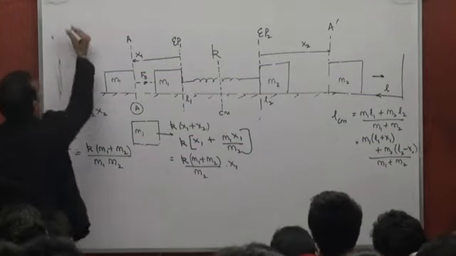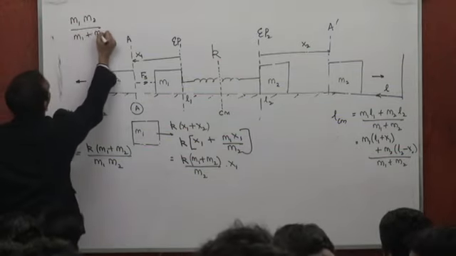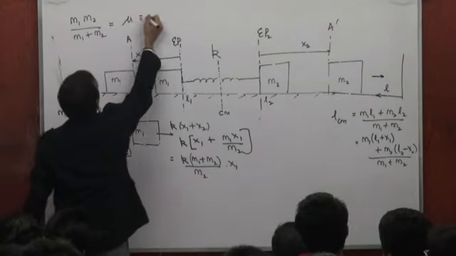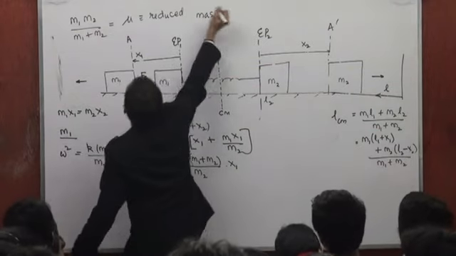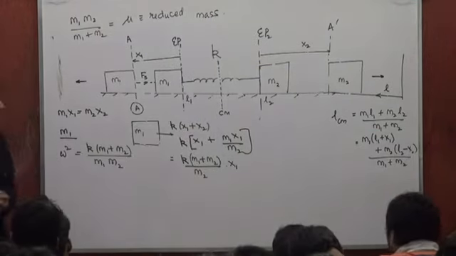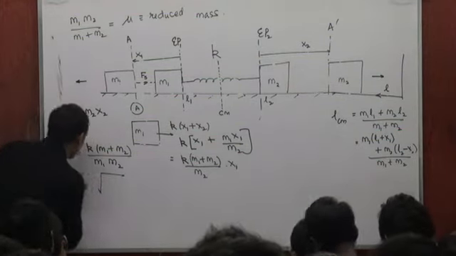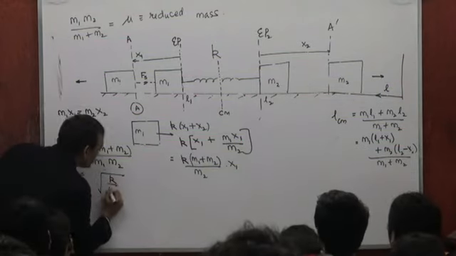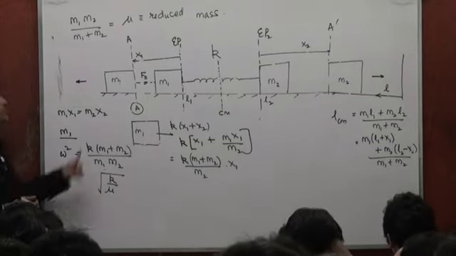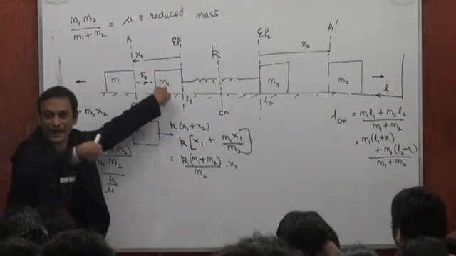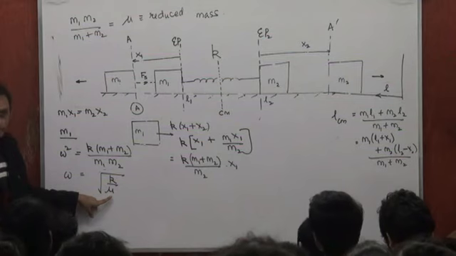where in common parlance, m1 m2 by m1 plus m2 is commonly referred to as mu, the reduced mass of the pair. So then I could write omega as root k by mu. K is the force constant of the spring and mu is the reduced mass of the system. Then mass m1 would execute simple harmonic motion with angular frequency equal to root k by mu.